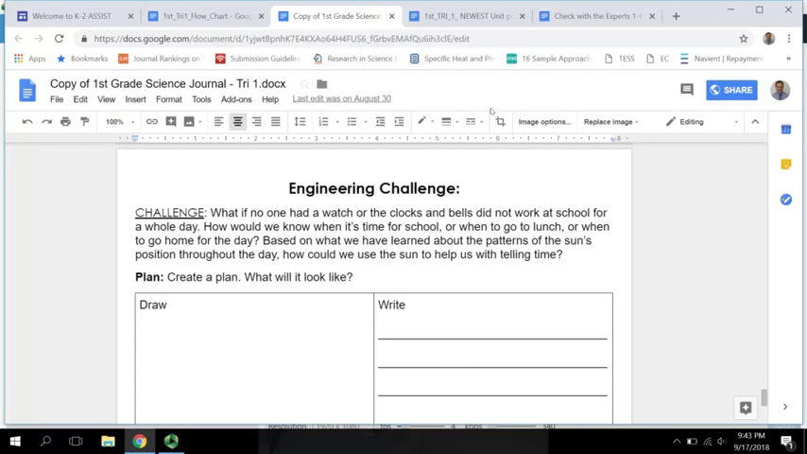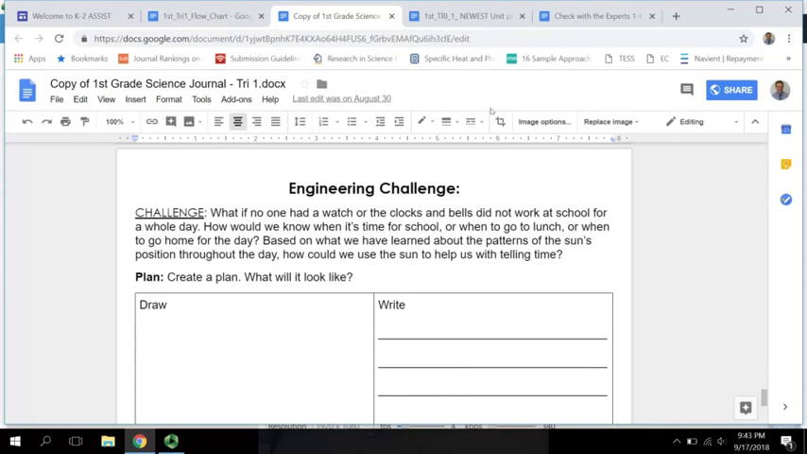tell time? And really what we're trying to get at is we're trying to get the students to think of the idea of a solar watch or a solar clock, or a sundial. And what you're going to do is you're just going to try to remind them, okay, what did we learn in the first investigation?